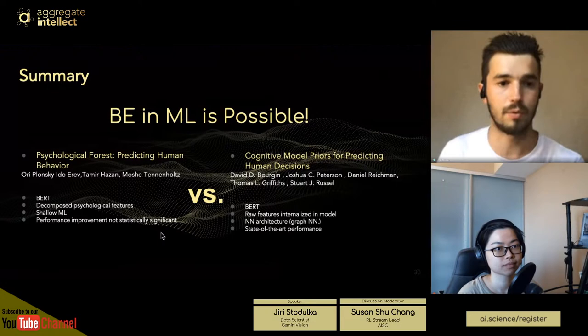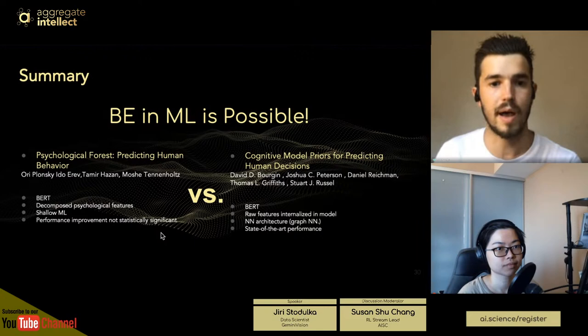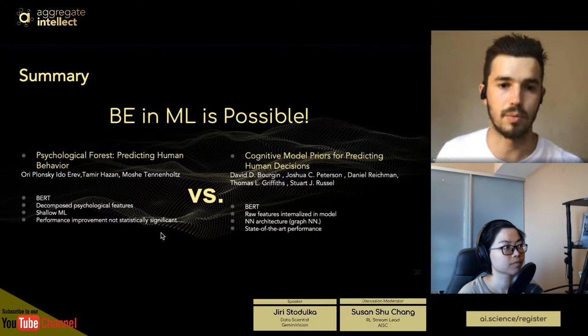On the other hand, in cognitive model priors, the authors use a neural network, also with a graph net, which achieved state-of-the-art performance because they were able to internalize the weights.